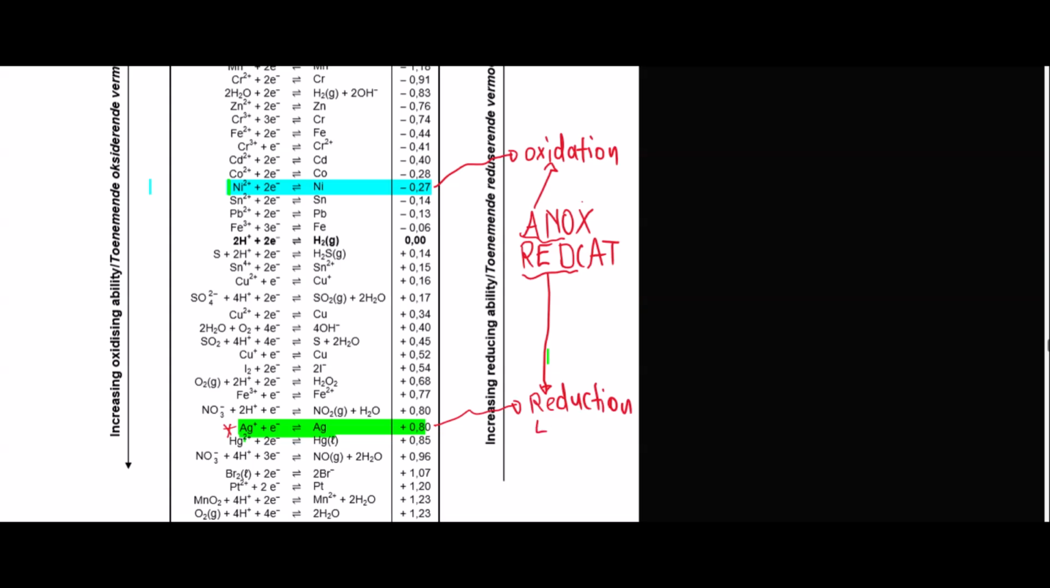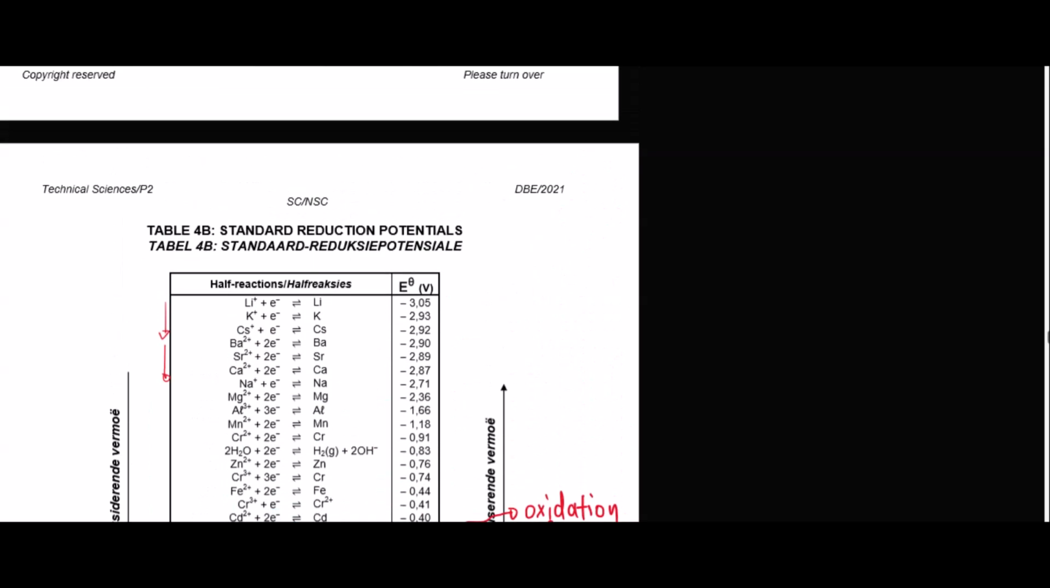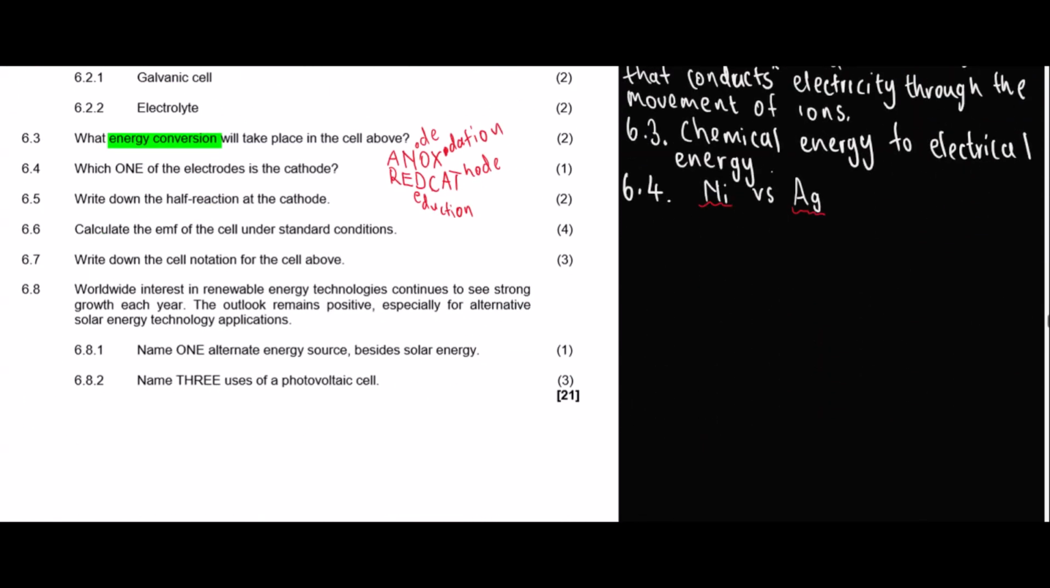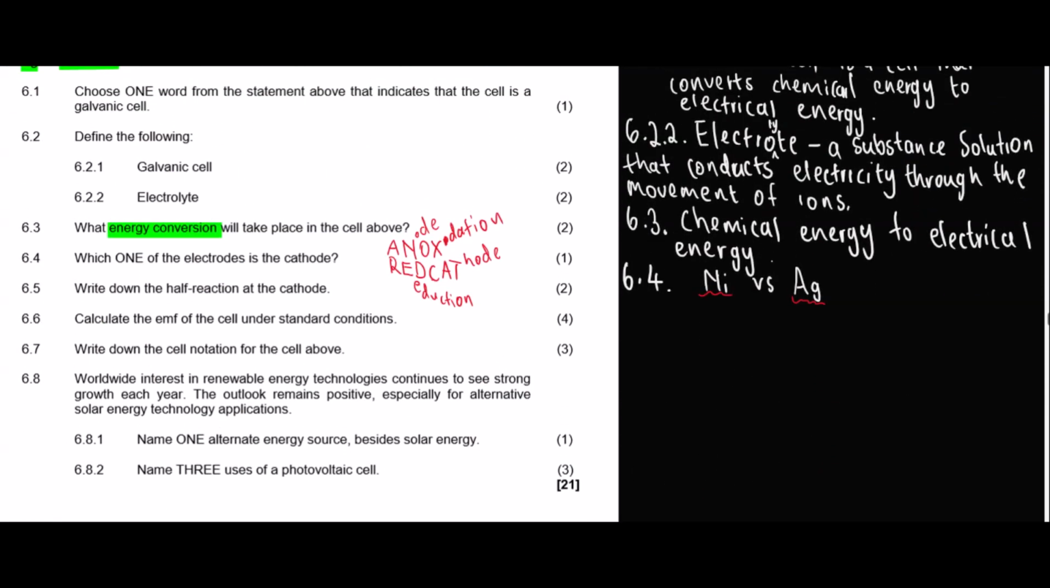So for that question, it's going to be silver because the reduction takes place in the cathode. Let me write the cathode spelling. Cathode. And then oxidation takes place in the anode. So let's just quickly go there and answer this question.